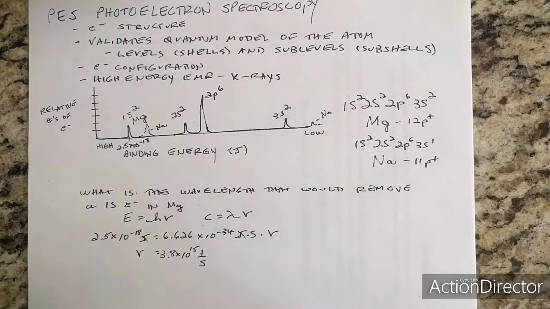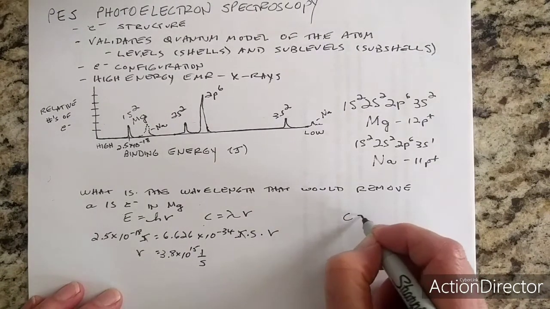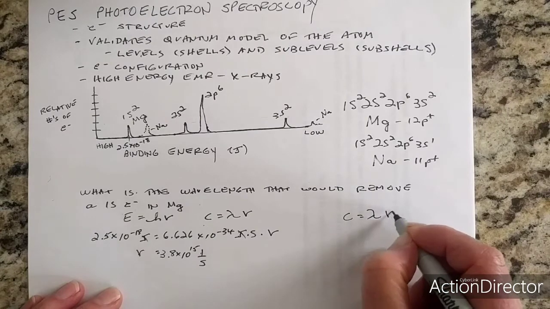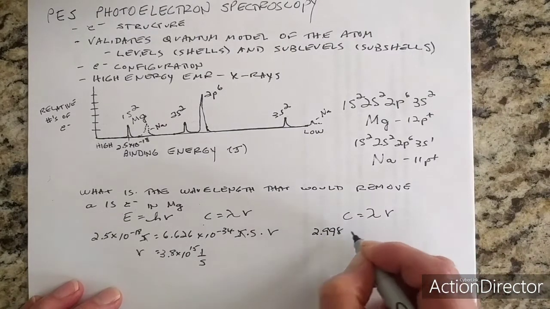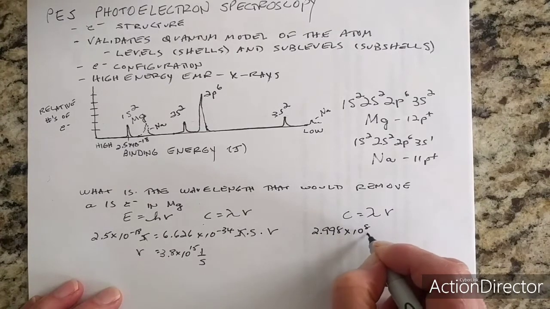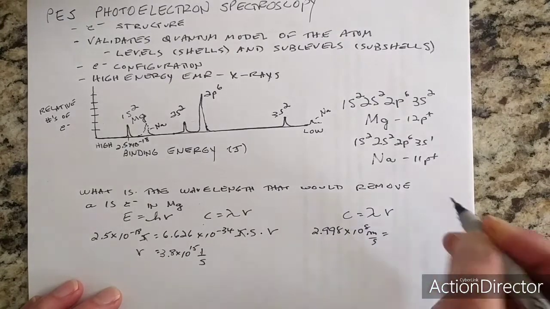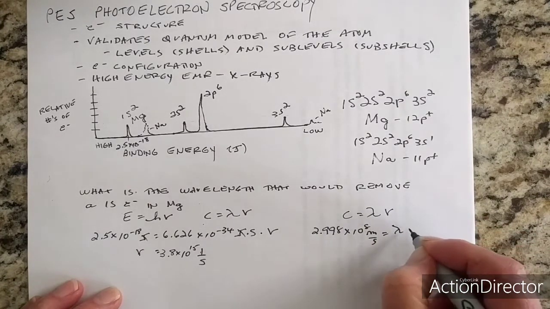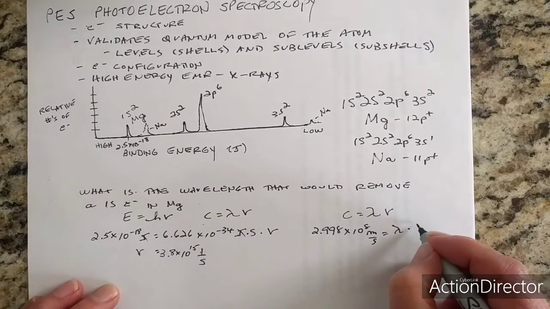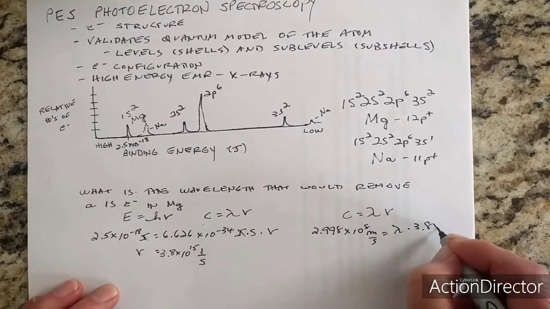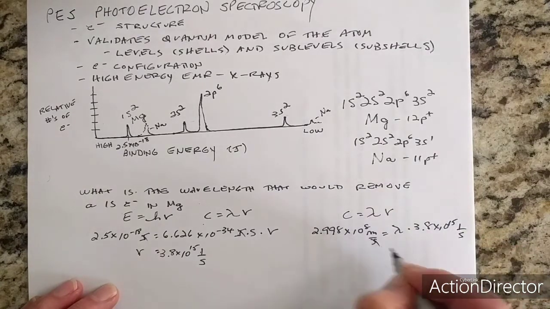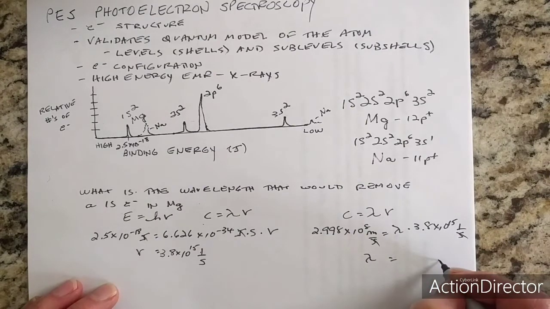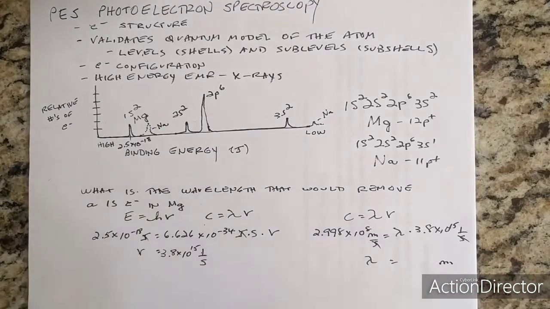And now to get the wavelength, we're just going to use c equals lambda times nu. c is 2.998 times 10 to the 8th meters per second. The speed of light equals our wavelength times the frequency that we just calculated, 3.8 times 10 to the 15th, 1 over seconds. The seconds cancel out. Our unit is in meters.